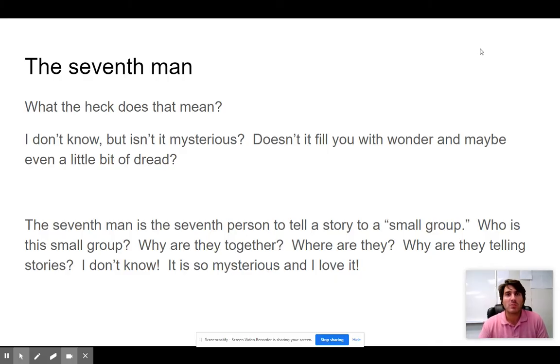Okay, already talked about the small group. So why are they together? Why are they there? Why are they telling stories? We don't know. It's mysterious. Here's the thing. It actually doesn't matter to the story. But as a reader, I just enjoy it.